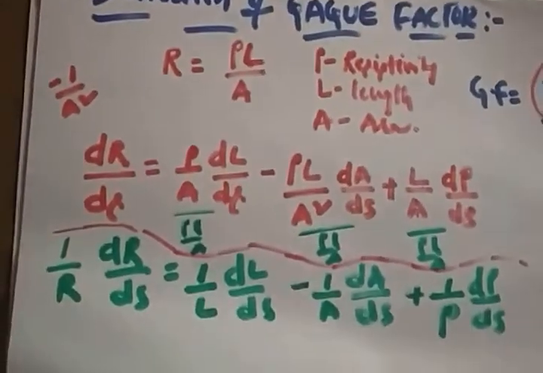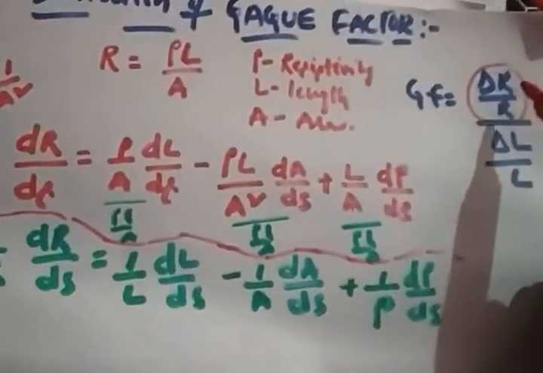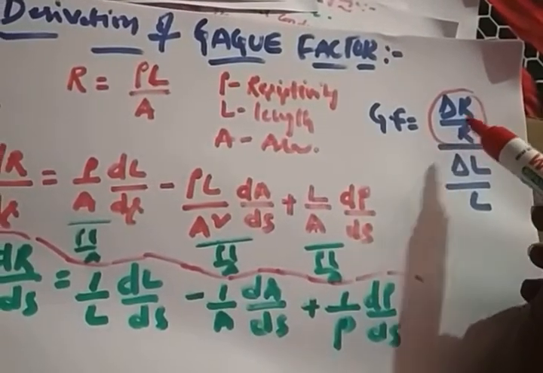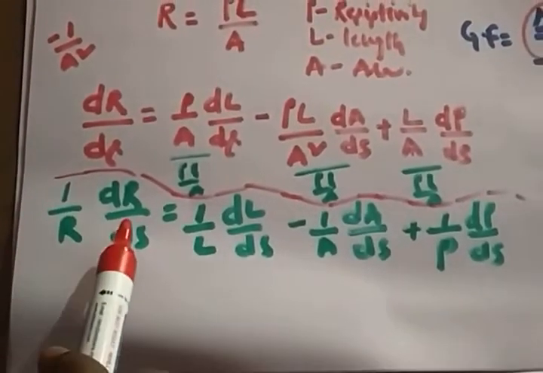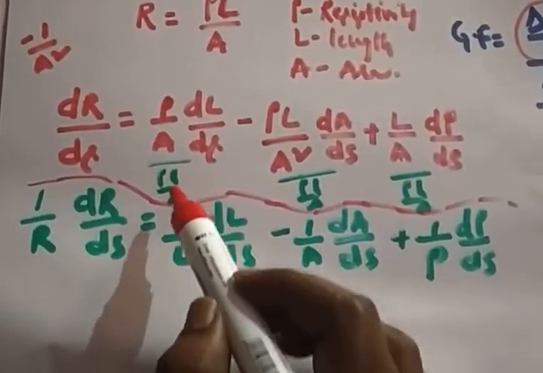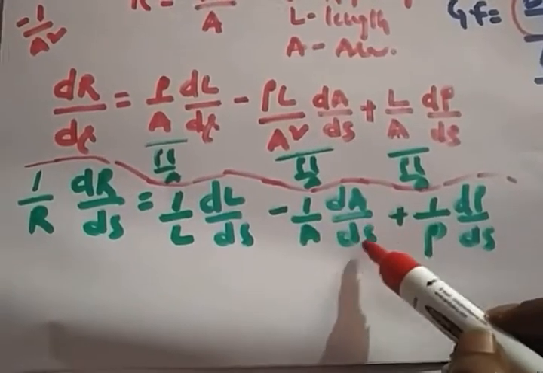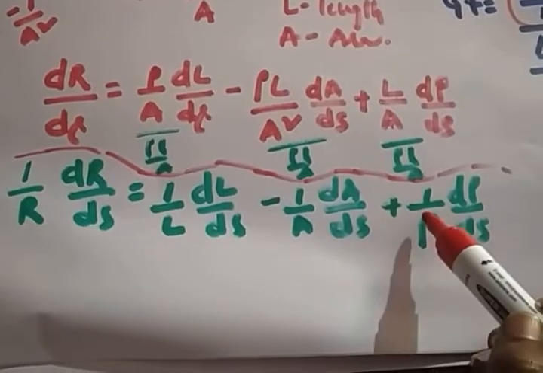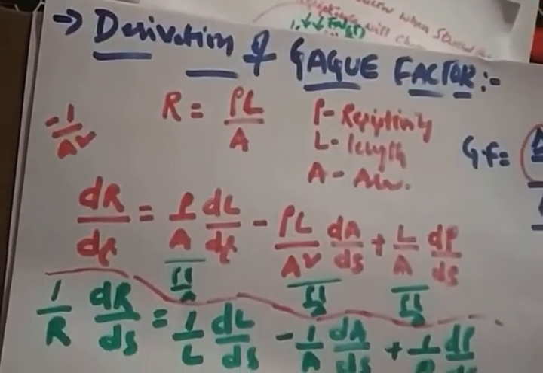Right? If you make it as 1 by r dr by ds, that means for finding your gauge factor you need to divide the equation by r. So that's why I did 1 by r dr by ds. If you make this one, you will get 1 by L dl by ds minus 1 by A dA by ds plus 1 by rho d rho by ds. Right?